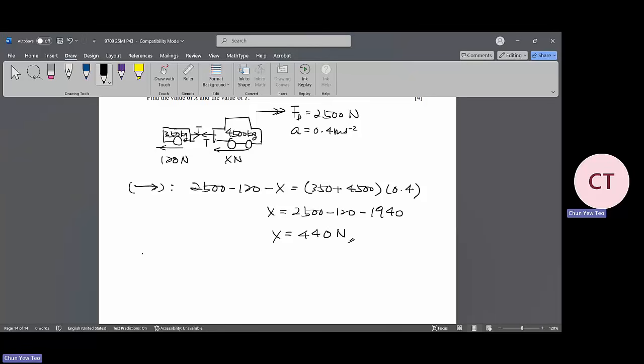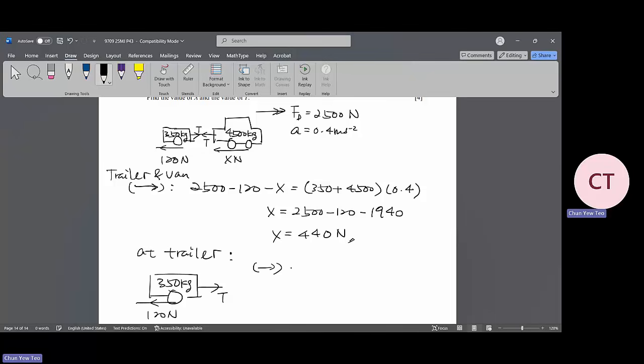Then we need to find the T at the trailer. Okay, at the trailer only, because for the trailer itself, the T is here. This is the 350 kg, and this is the 120 Newton. So at the trailer, if you resolve, maybe this one we should highlight, trailer and van.